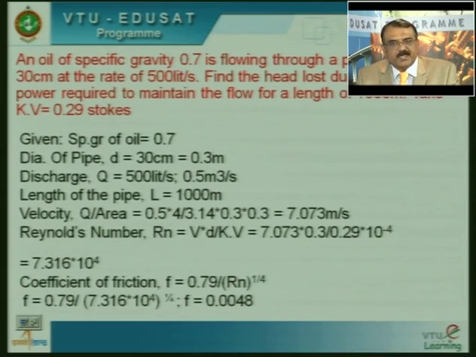Now, we calculated the value of Reynolds number, substitute the value in this equation, and the value of F works out to be 0.0048. That is the coefficient of friction. Now, once you know the coefficient of friction, straight away consider the Darcy-Weisbach equation. HF is equal to 4f L v square by 2 g D, and substitute the values. Let us do that.